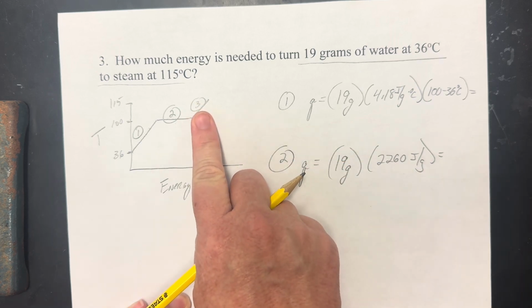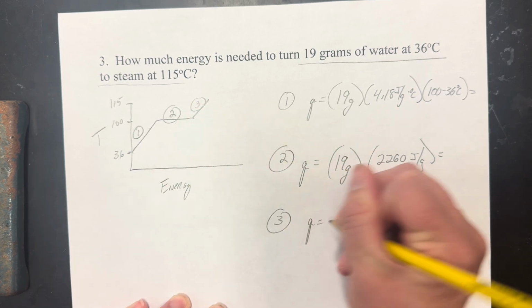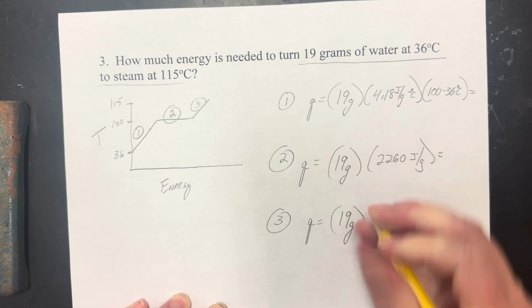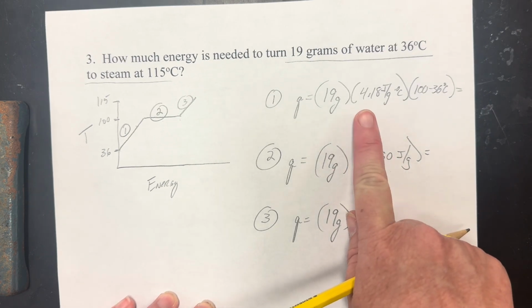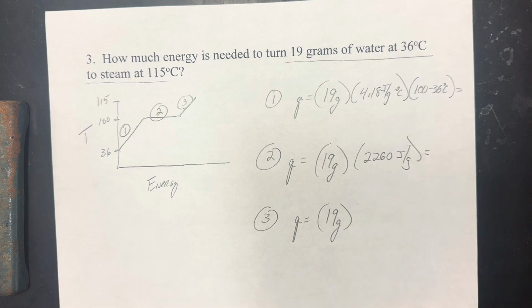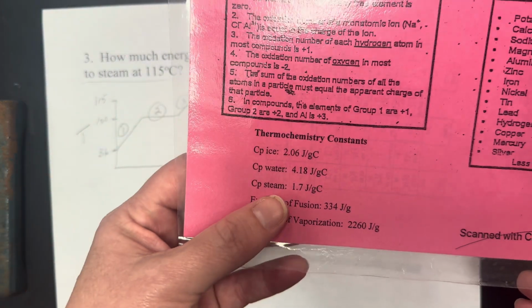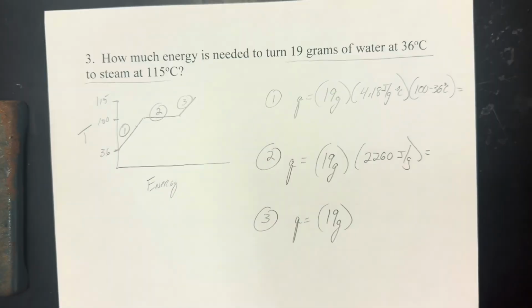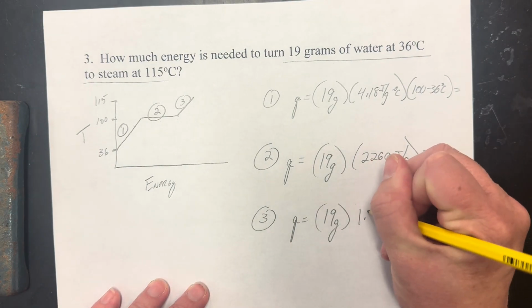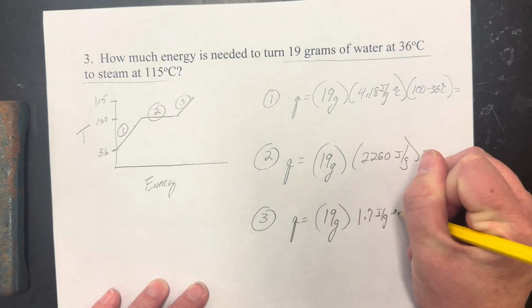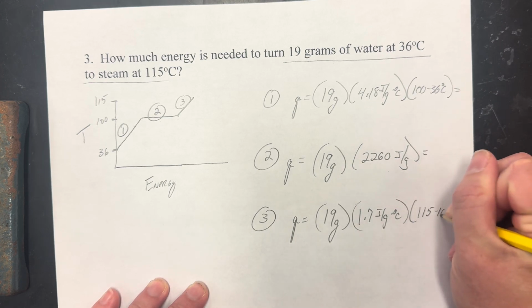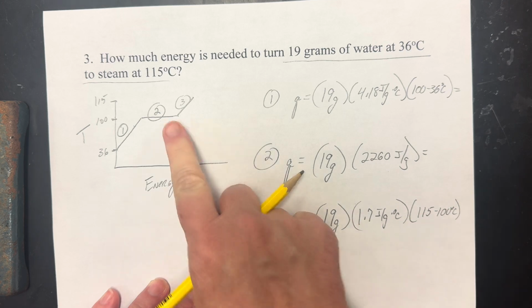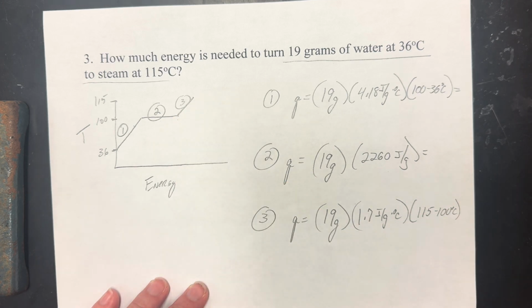Step 3, we're increasing the temp again. So we're going back to our MCAT, 19 grams. But be careful, now you're at steam. You're not at liquid water anymore. So you're going to go back over and take a look. The CP of steam is 1.7, that's joules per gram times degrees Celsius. And then your delta T for this is 115 minus 100, because we were at 100, we went up to 115.